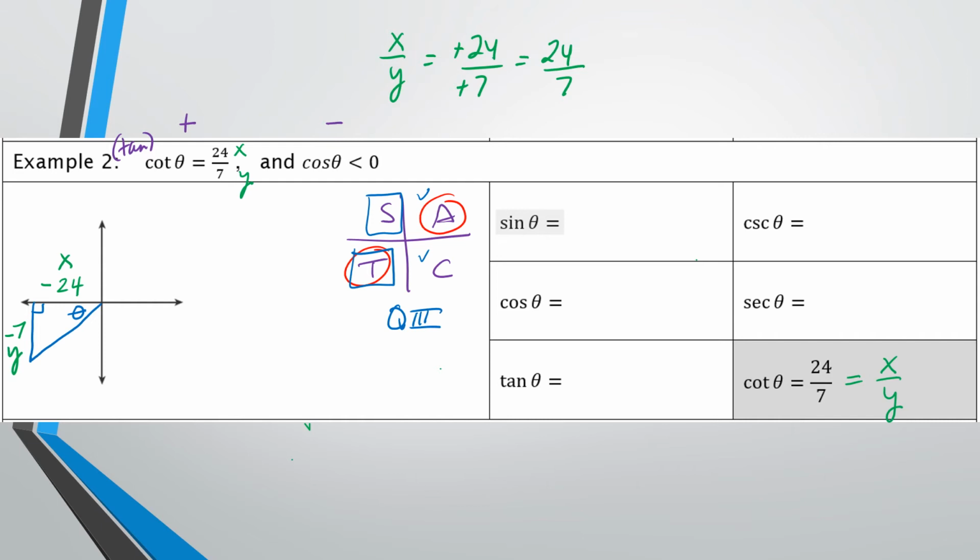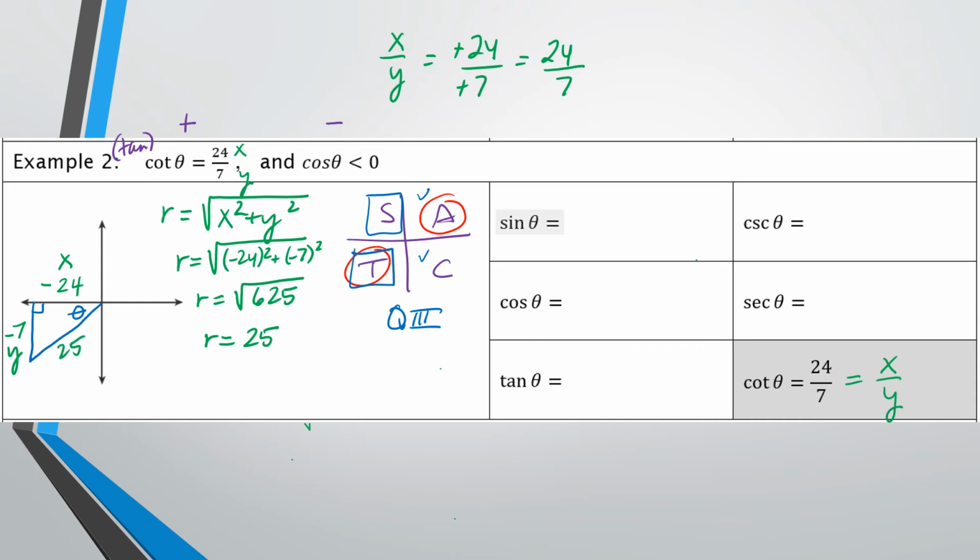And then I have to use the Pythagorean theorem to figure out the value of r. And this one I actually can use that shortcut where r equals the square root of x squared plus y squared. We didn't get to use it in example 1 because we weren't looking for r, but now we are, so we can. So I'm going to write r equals the square root of negative 24 squared plus negative 7 squared. If I put this into my calculator, it's going to give me 625 under the radical. And then if I take the square root of 625, I come out with exactly 25.